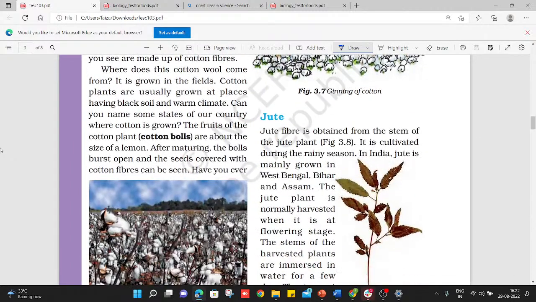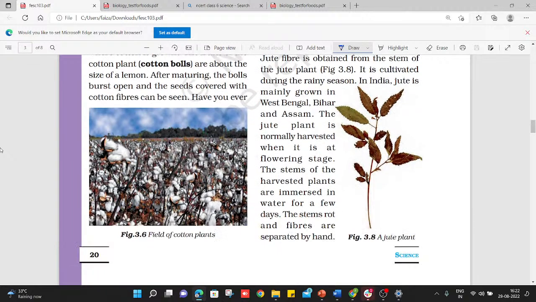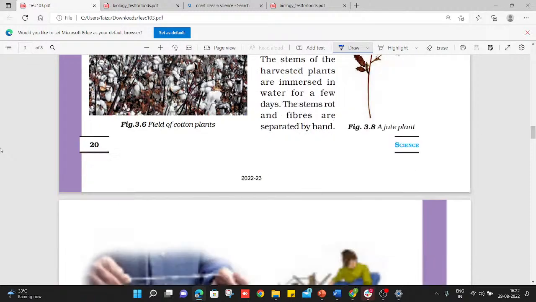Okay, jute. Jute fiber is obtained from the stem of the jute plant. It is cultivated during the rainy season. In India, jute is mainly grown in West Bengal, Bihar, and Assam. Okay, the jute plant is normally harvested when it is at flowering age. The stems of the harvested plants are immersed in water for a few days. The stems rot, and the fibers are separated by hand.